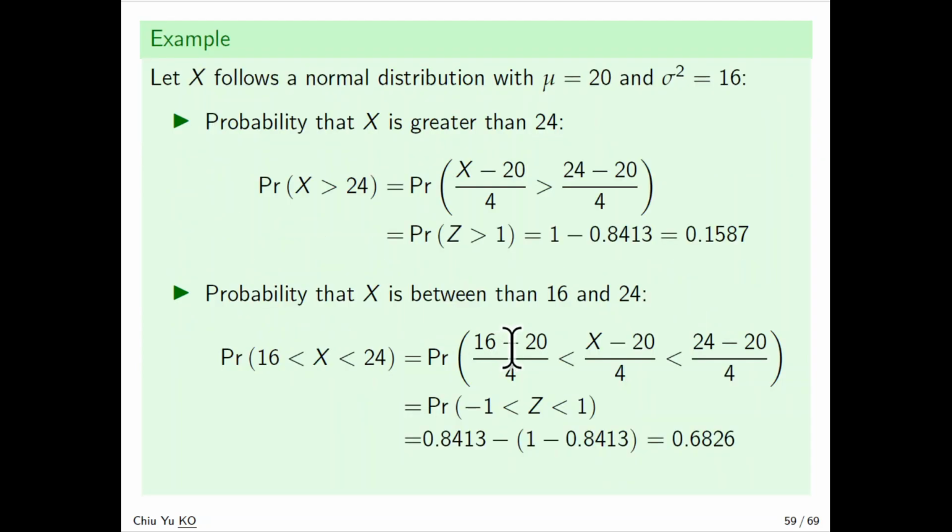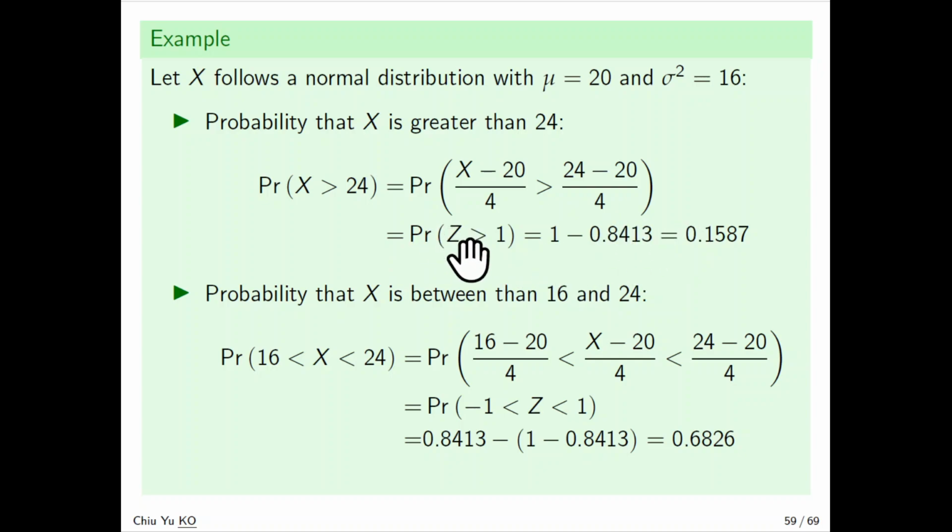Okay, another example is where we have not a standard normal but a normal. X follows a normal distribution with mu 20 and sigma squared 16. So how should we proceed? We transform X, standardize it: minus its mean over its SD, which is 4. So this gives us the z, this gives 1. So we can easily look at the table.